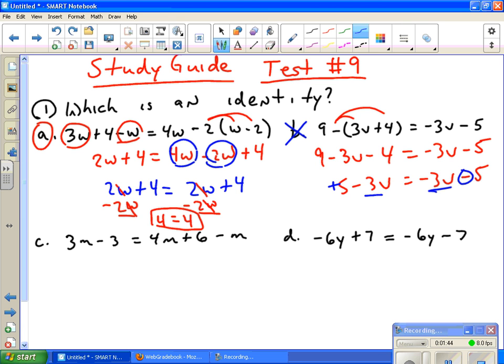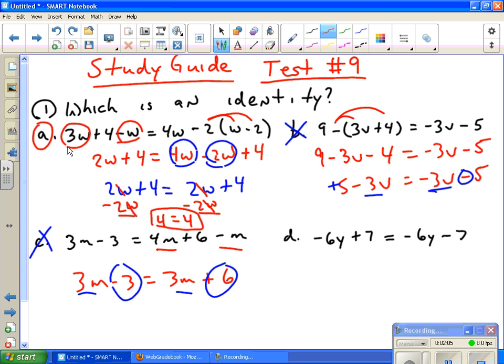For this one, you need to simplify. You need to go ahead and do your like terms, 4m and negative m there. So 3m minus 3 equals 3m plus 6. So without even going any further, you got 3m in both of them, but for this one you got negative 3, this one you got positive 6. That's why it's not an identity. And then the last one, you can see this one without doing any work. You have negative 6y in both of them, but this one's positive 7, that one's negative. That one's not an identity.